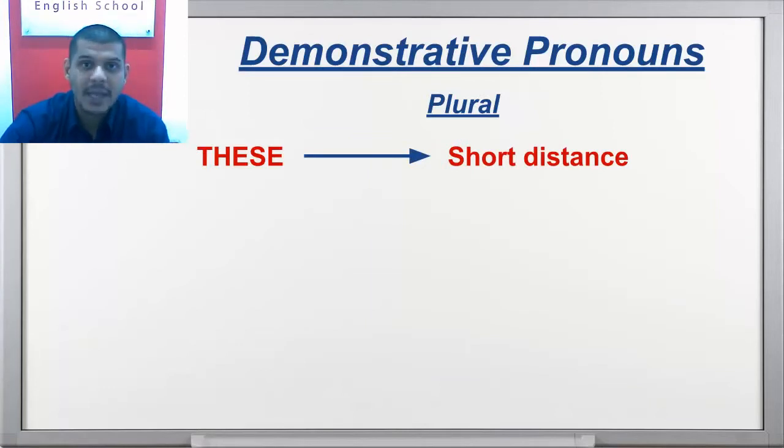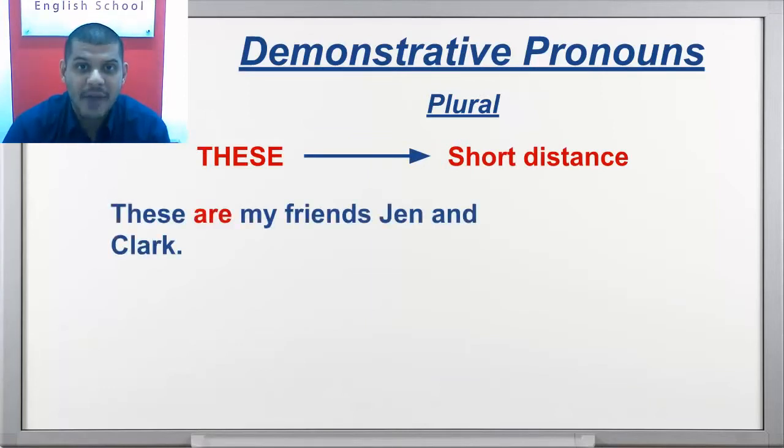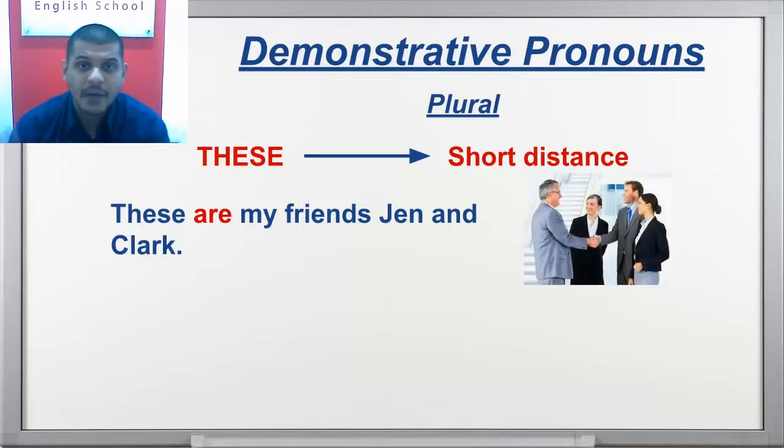Now take a look at my example. These are my friends, Jen and Clark, right? These are my friends, Jen and Clark. Now, take a look at the picture I have here. The people, they are close, they are together, they are very close to each other, right? So in this case, I use these because they are not distant, okay?